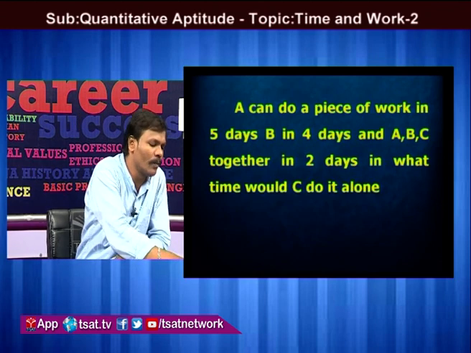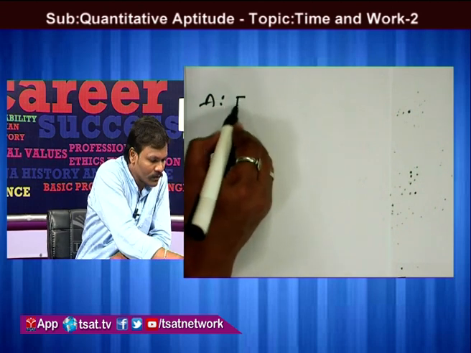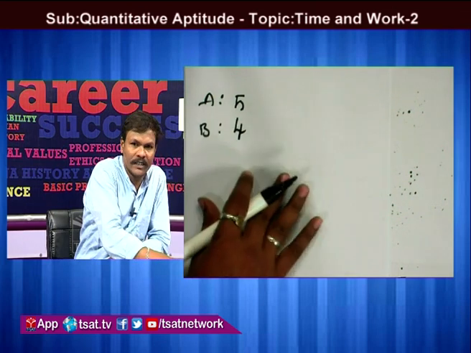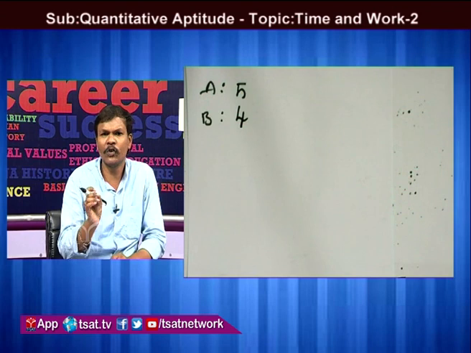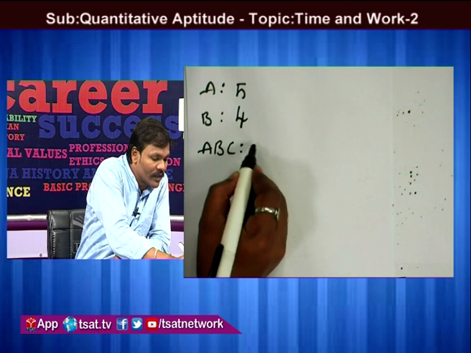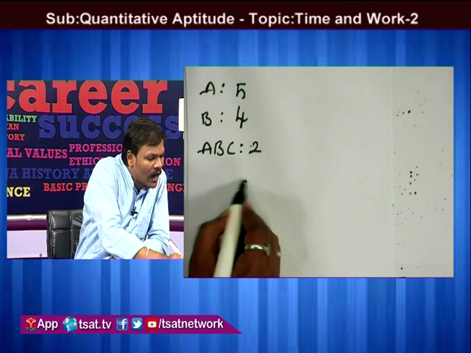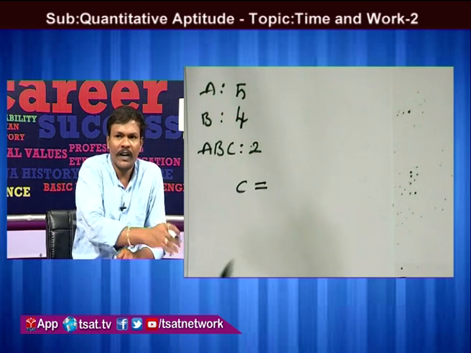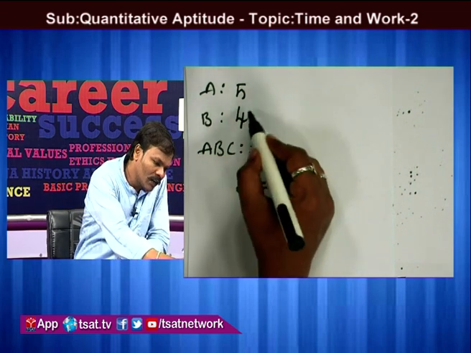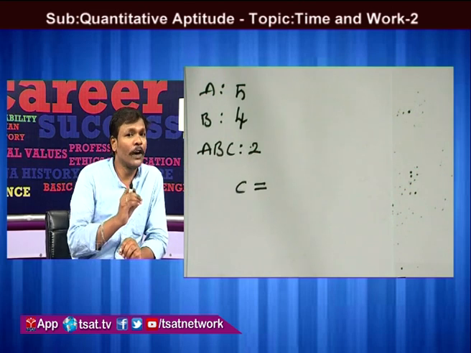What are the small changes? Now, the values we have: A can do the work in 5 days. Next, B can do the work in 4 days. The next statement is A, B, C together in 2 days. That means not C, it is A, B, C: 2 days. We have to find how many days C alone takes. First you have to observe the method. When we have the 3 values, we are going to apply the LCM.